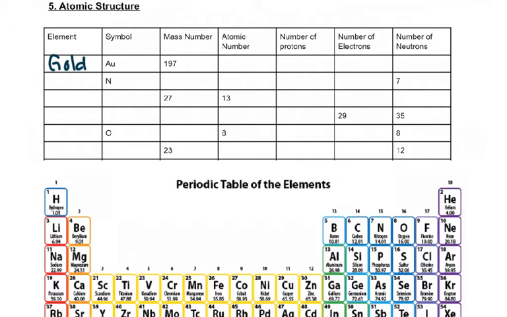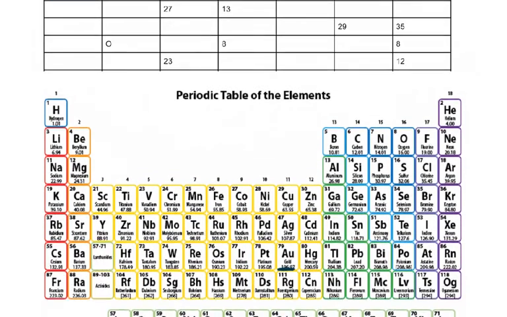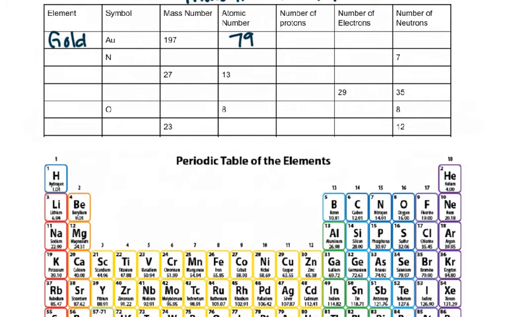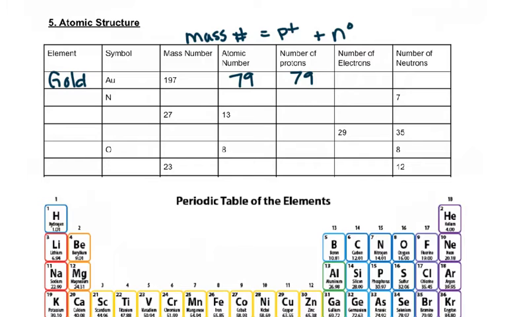The symbol is AU, mass number. So mass number equals the proton number plus the number of neutrons. So that means I'm going to be able to solve for one of these. Atomic number comes from the periodic table. It's the whole number. So for AU, for gold, it's 79. And then atomic number, proton number, and since these are all atoms, they're not charged, the electron number is the same. Protons and electrons equal each other for atoms. For ions, they don't, right? We already learned that, but for atoms, they do.